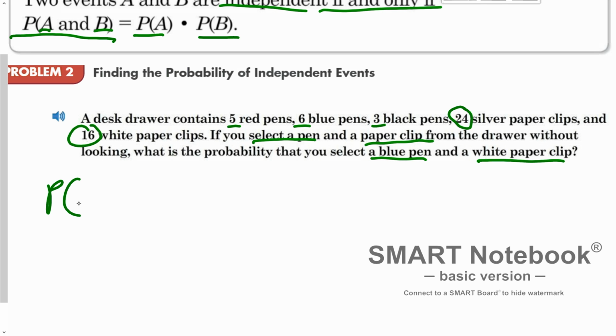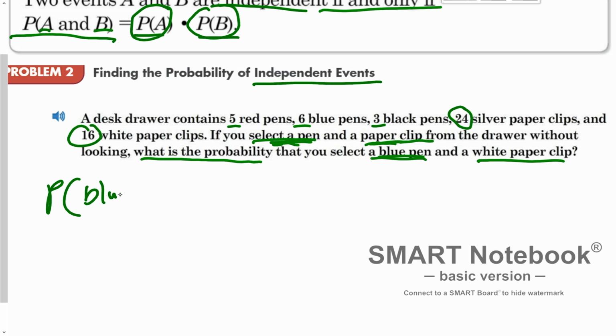Okay, and so are these independent or dependent events? So if I'm reaching in and just going after the pins, right, that doesn't affect when I just go after the paper clips. So these are independent events. So then I can find their probabilities just by taking each probability of each event and multiplying. So the probability of, here's the question, what's the probability of a blue pin?